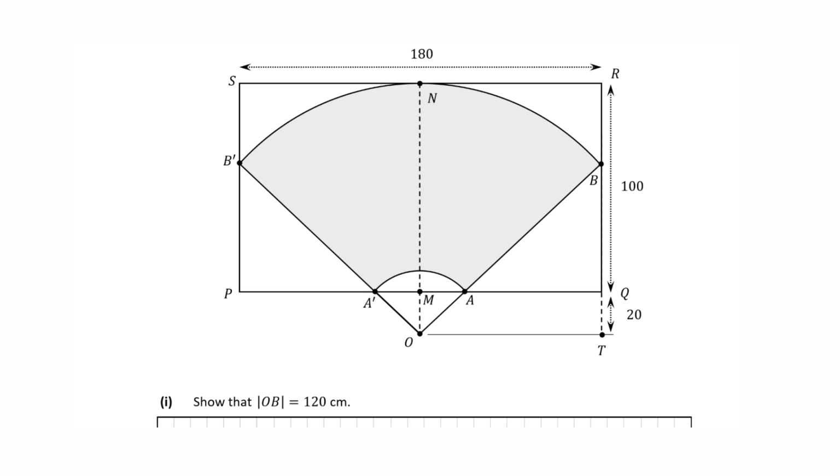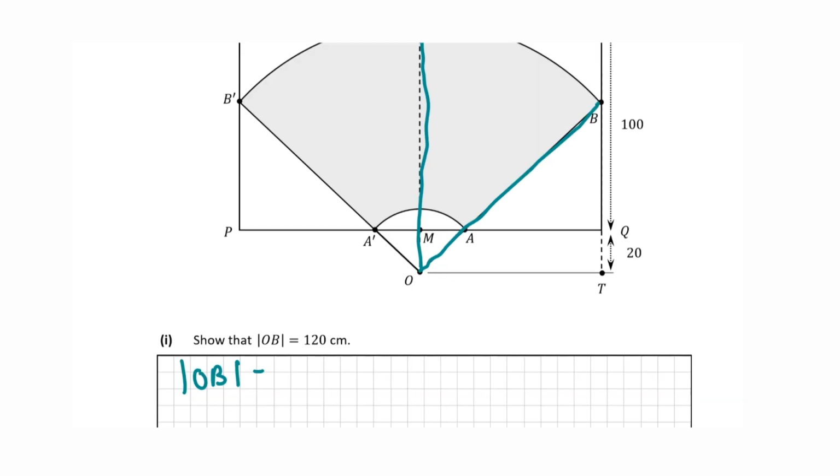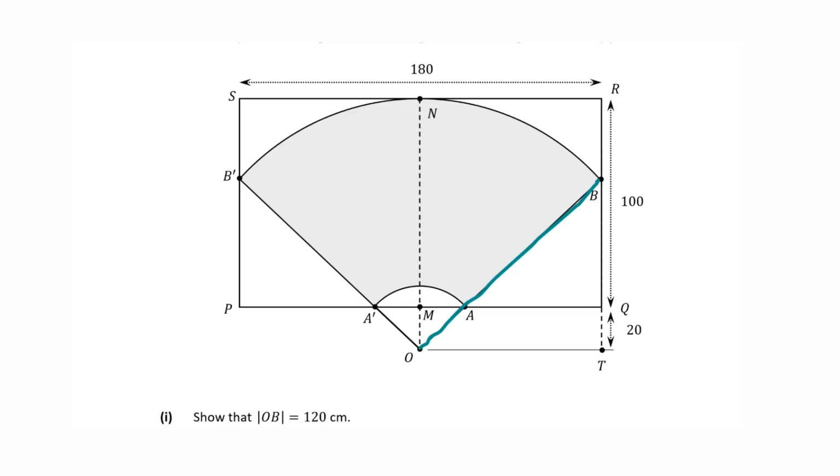In the first part of the question they want you to show that the distance OB is equal to 120 centimeters. The distance OB is going to be this distance here, and looking at the diagram we can see that it's exactly the same as the distance ON. So that's the first thing I'm going to write down: the distance OB is equal to the distance ON. Now we can go ahead and find out what the distance ON is.